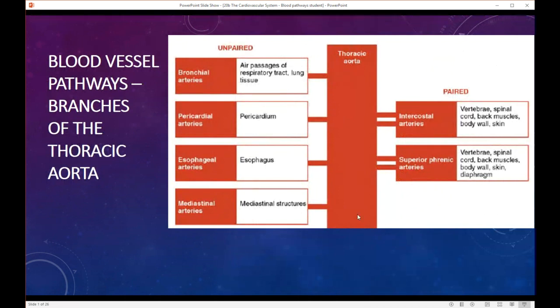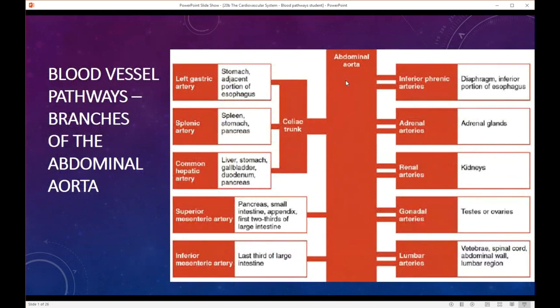So here is our thoracic aorta coming down, right? So we have the bronchial arteries, pericardials, esophageal, mediastinal, and then these are called paired because there are two of them. So you have your intercostals and your superior phrenics. Coming down through the abdominal aorta, okay? Here's that celiac trunk, which is going to split into the gastric, the splenic, and the common hepatic, right? And then we have our superior mesenteric and our inferior mesenteric. And then we also have our inferior phrenic, our adrenals, renals, gonadals, and lumbar. So that means that they're paired because they have two.